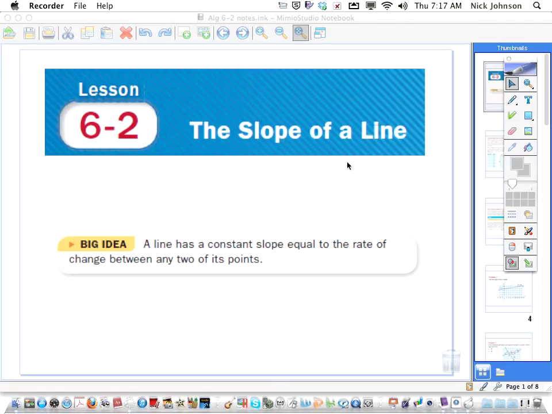We're going to talk about 6-2, the slope of change. You're going to be able to find slope.